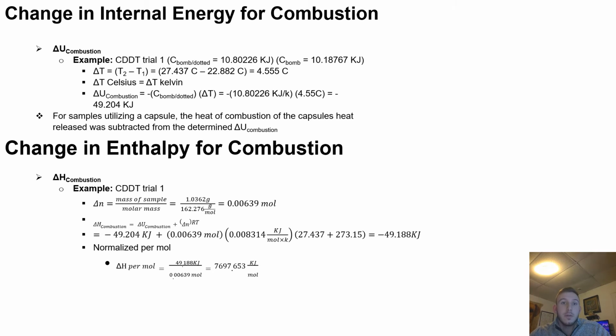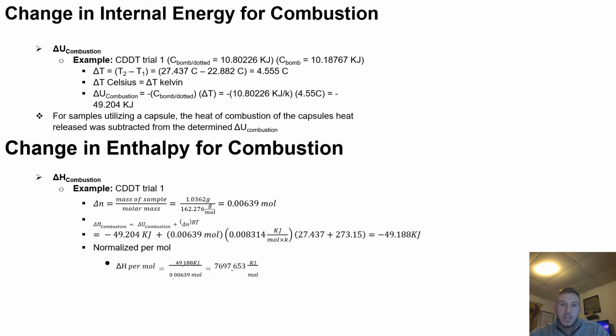So first I'm going to talk about the change in internal energy for combustion. For the example for both of these, actually, I'm going to be talking about the CDDT molecule in trial 1. Now, these trials were actually performed in different calorimeters. One of these calorimeters was dotted, one of them was non-dotted. And these calorimeters both had different specific heat capacities, but we knew them prior to this experiment, so that made a lot of these calculations very easy.